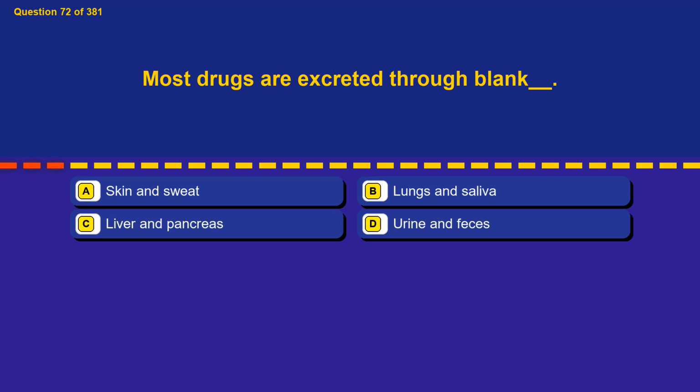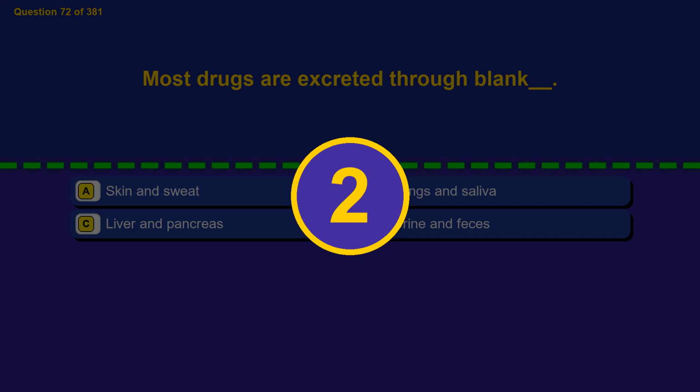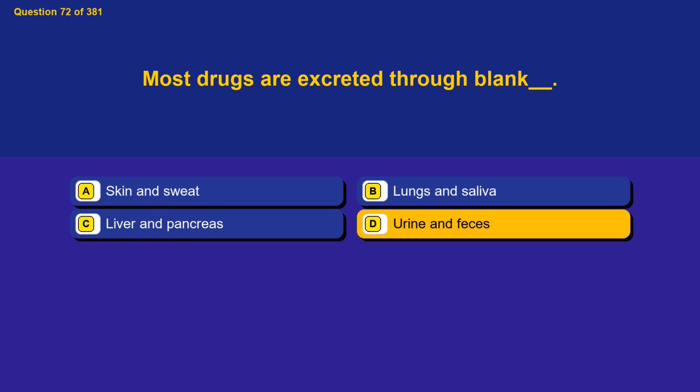Question 72. Most drugs are excreted through blank blank. Option A, skin and sweat. Option B, lungs and saliva. Option C, liver and pancreas. Option D, urine and feces. The correct answer is option D, urine and feces.